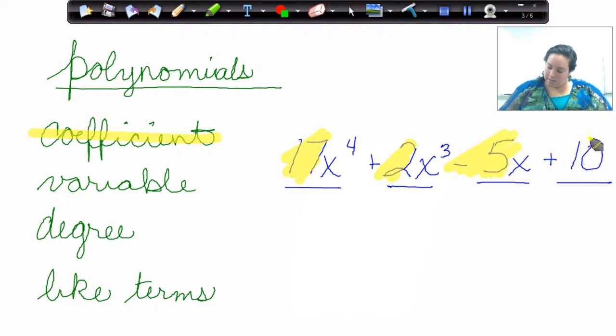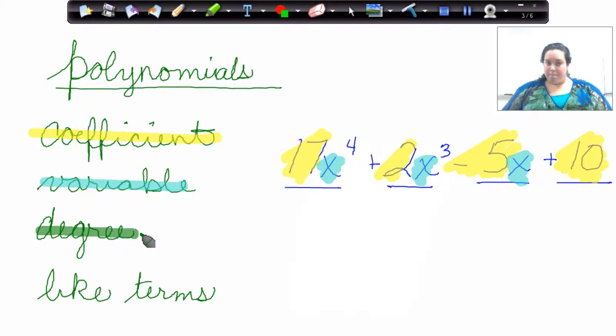Okay, -5 here, and 10. We have our variables. The variable is going to be x in every case. We have our degree. This is maybe a little bit tricky because the degree of a monomial is the power. So the degree of this monomial is 4. The degree of this one is 3. The degree of this one is 1. The degree of this one is 0 because there aren't any variables here.